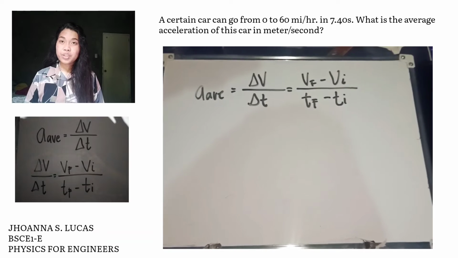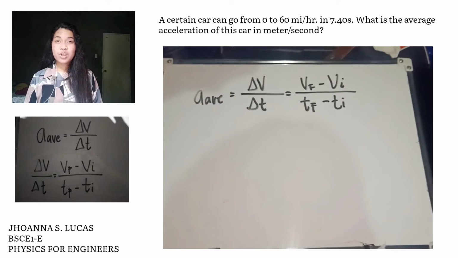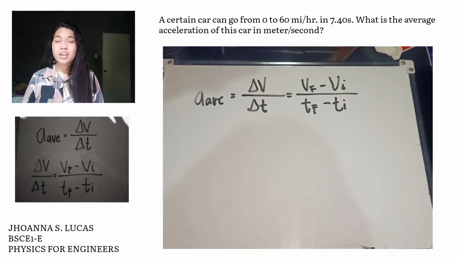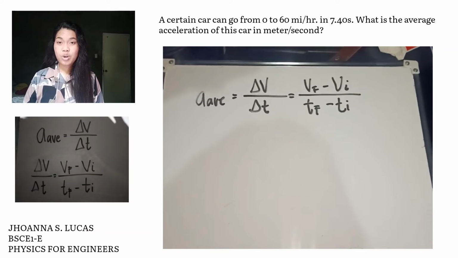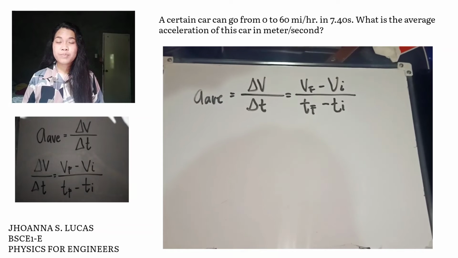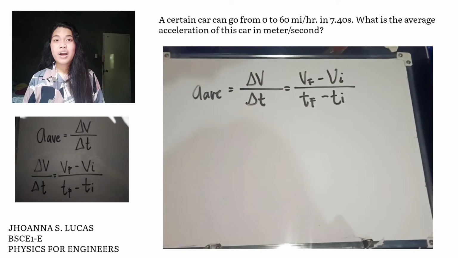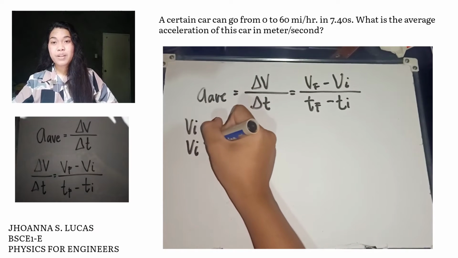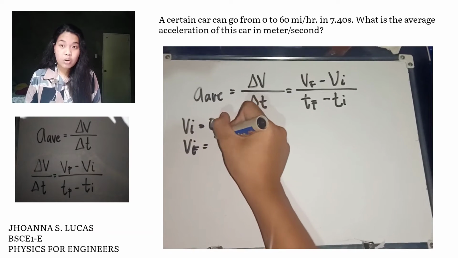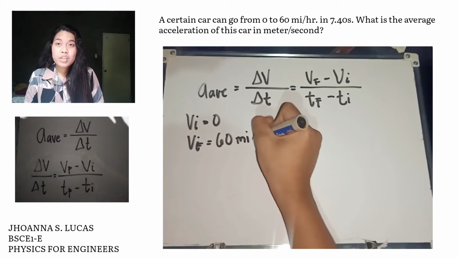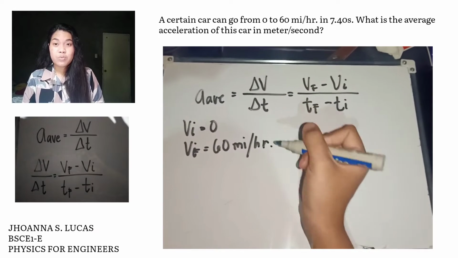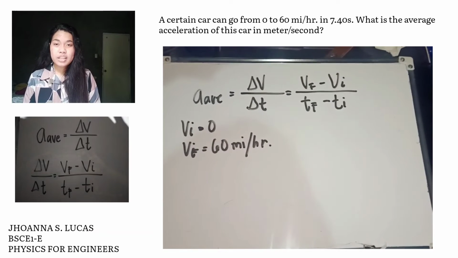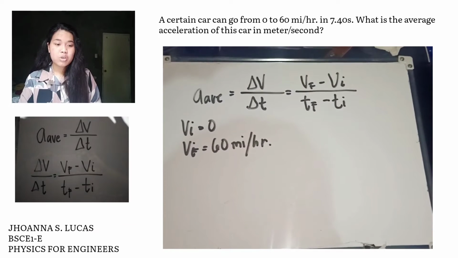After knowing those important things in acceleration, we can now start solving the given problem. First, we need to identify the needed numbers in our equation. Since the car moved from 0 to 60 miles per hour, our initial velocity will be 0 and the final velocity is 60 miles per hour. So we will convert mile per hour to meter per second before continuing, because meter per second is what we need in our calculation.